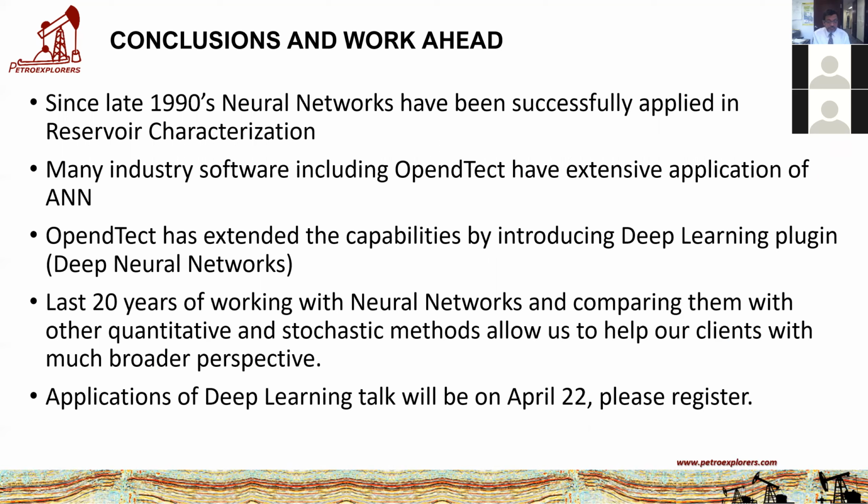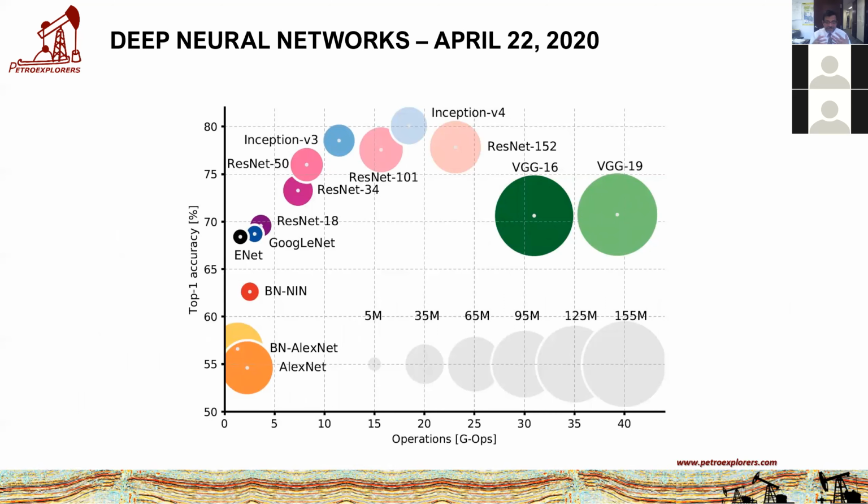Looking back at the last 20 years, clients have a much broader perspective of how good and bad it is and how you can combine it with other quantitative and stochastic methods to improve the results for exploration targets, as well as development targets, because we've been using it more recently in development scenarios, where you ask whether these faults are leaking versus sealing, and how we can determine that much better through neural networks.